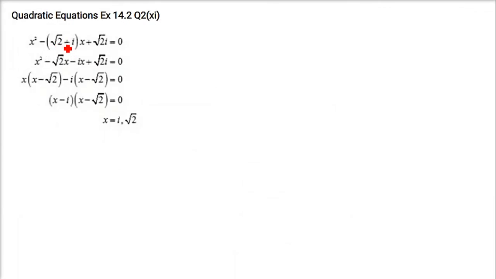x square minus root 2 plus i into x plus root 2i. So just open it: x square minus root 2x minus ix plus root 2i. Now take x common from here, you get x minus root 2. Now take i common from here, you get x minus root 2. Now take x minus root 2 common, you get x minus i and x minus root 2. Put this as 0, you get x equal to i. Put this as equal to 0, you get x equal to root 2.